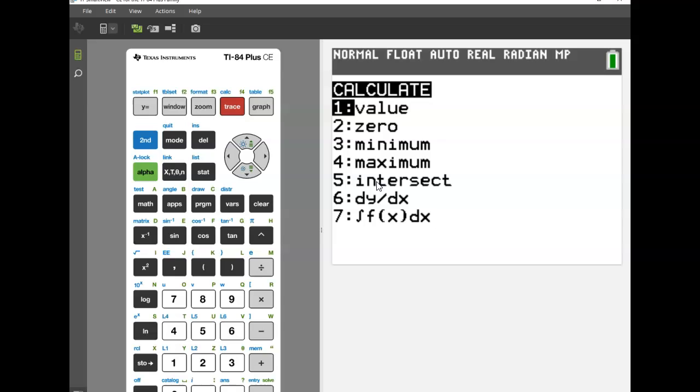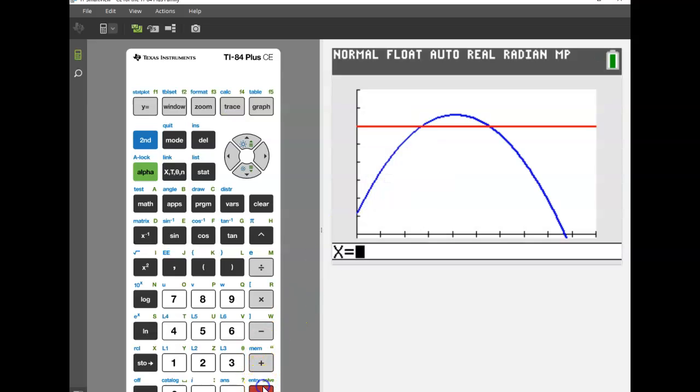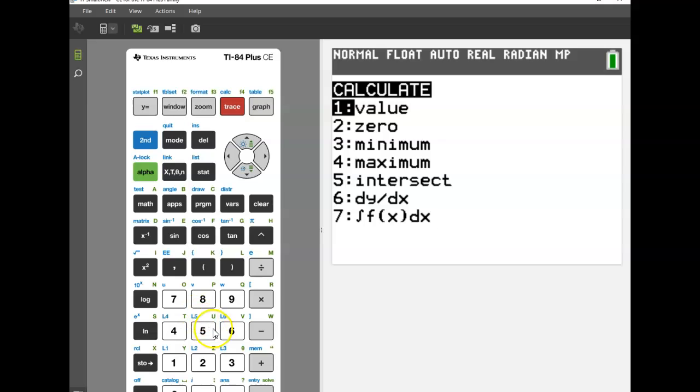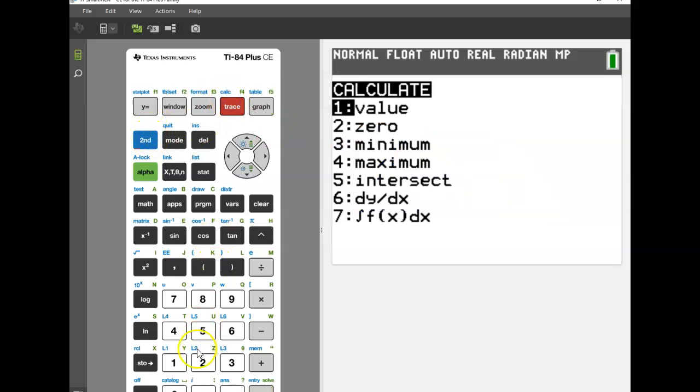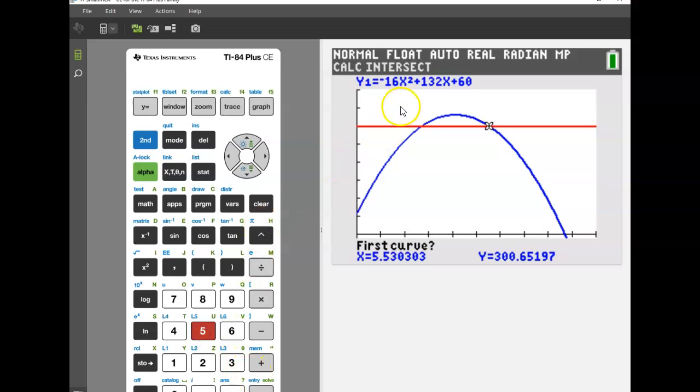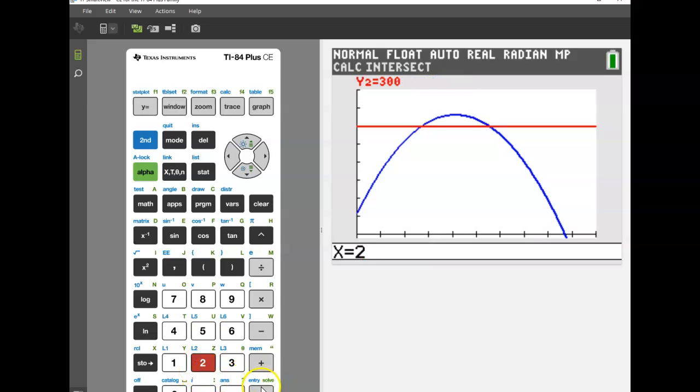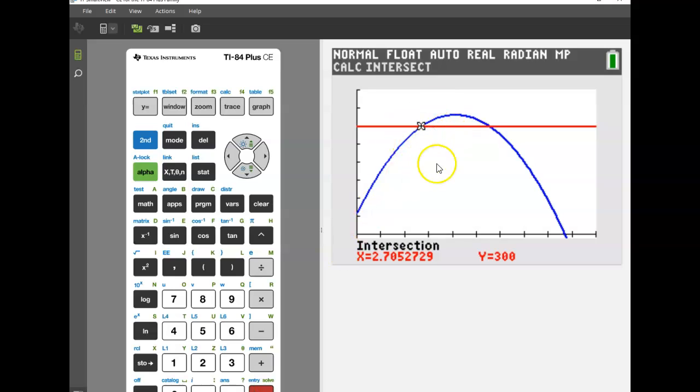Intersect is always my favorite thing to use because you don't have to get very close to make it work. Okay? So I'm going to go intersection, choice 5. I only have two things graphed, so I'm going to hit enter, enter, enter, and it's going to find one of them at 5.54. And then if I go second trace, intersect, this time I know it's over on this one, so maybe I could guess a 2 or something. I'm going to go enter, enter, and then just type a 2 so that it jumps over there.